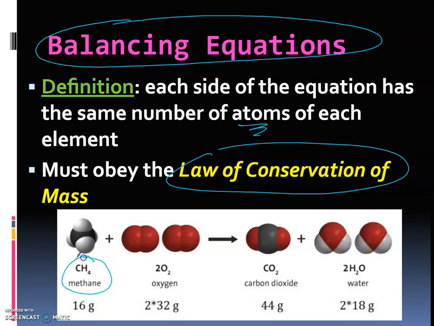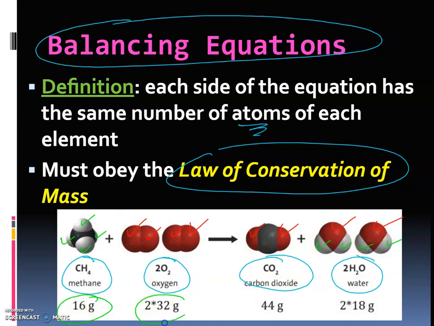So when methane in our Bunsen burners burns, it reacts with two oxygens and makes CO2 and two H2Os. And if you count up your number of carbons, they're going to be the same, one on each side. If you count up the number of oxygens, there's four on this side, there's going to be four on that side. And if you count up the hydrogens, you're going to see 1, 2, 3, 4 on this side and 1, 2, 3, 4 on this side.